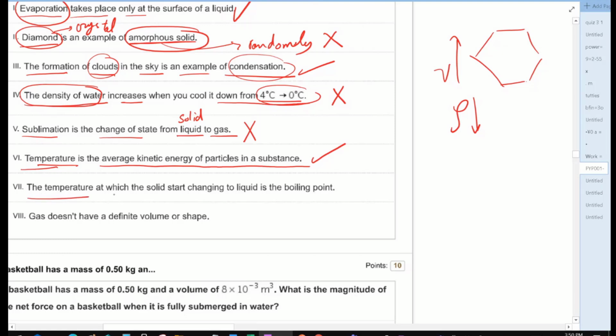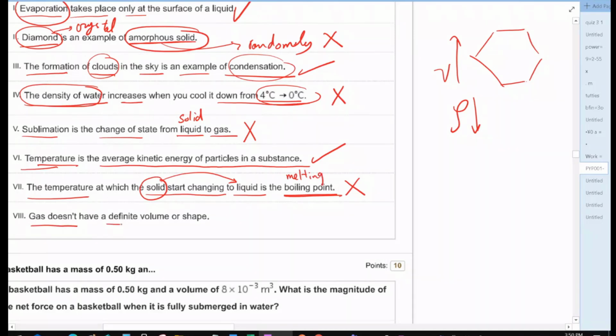The temperature at which the solid starts changing to liquid is the boiling point. Solid changes into liquid. Boiling? No, of course not. This is the melting point. Melting.